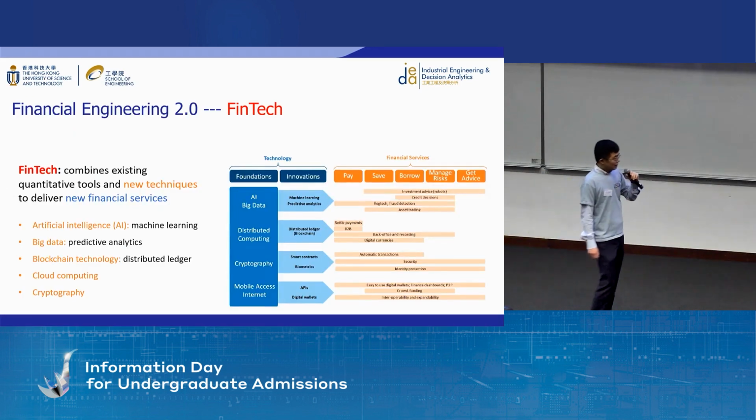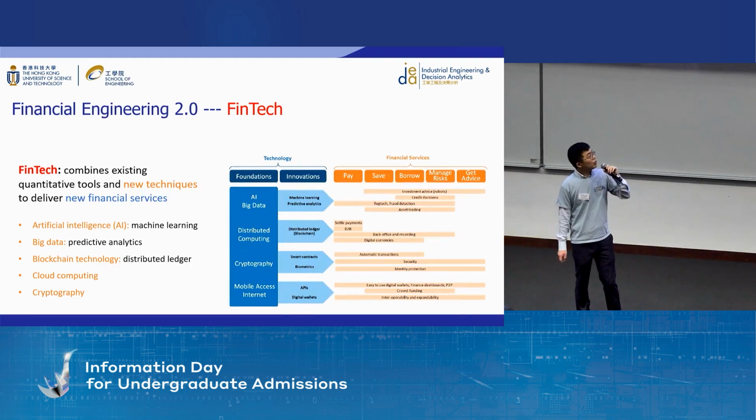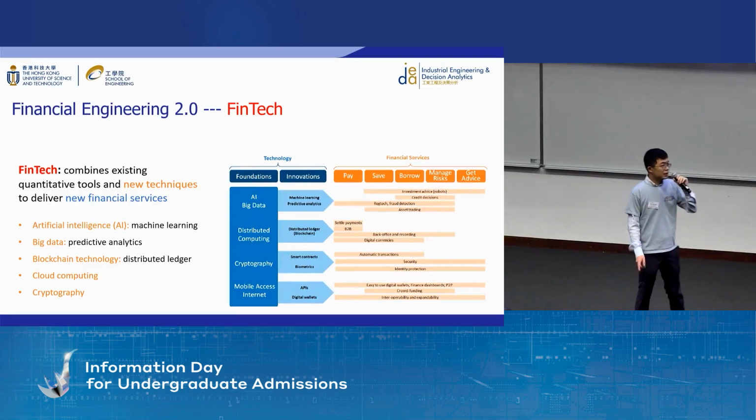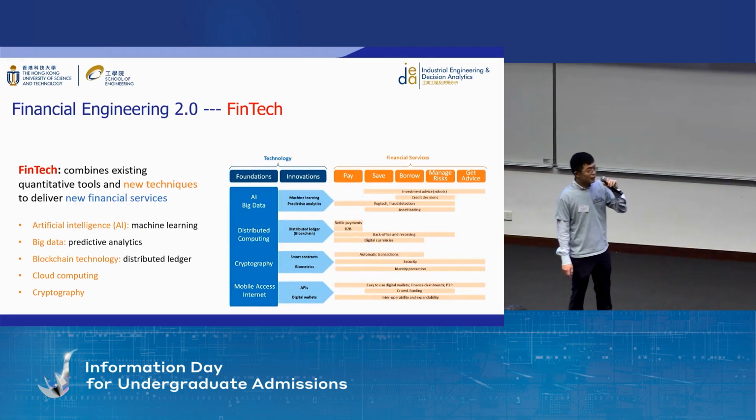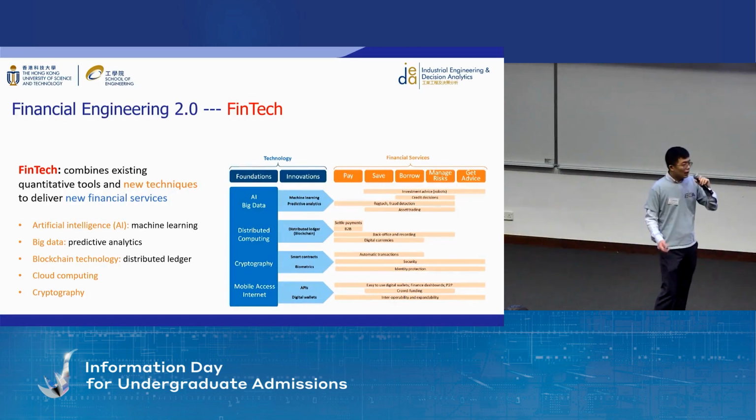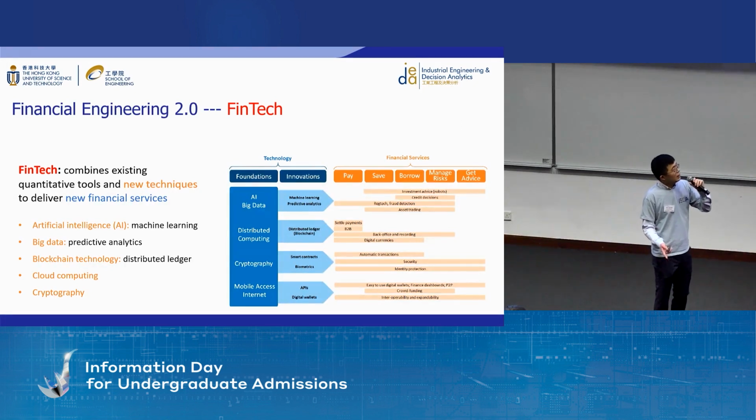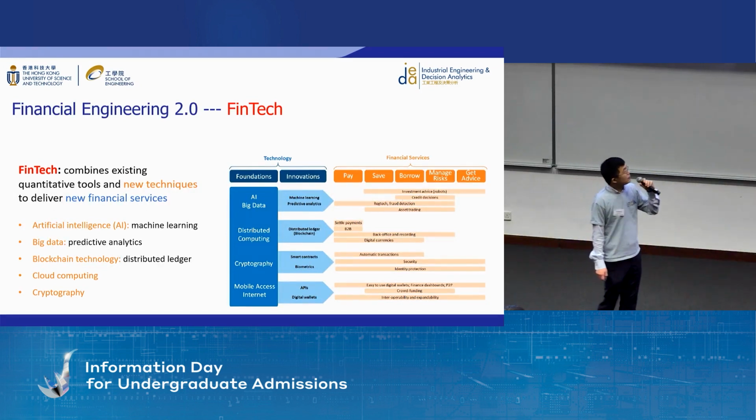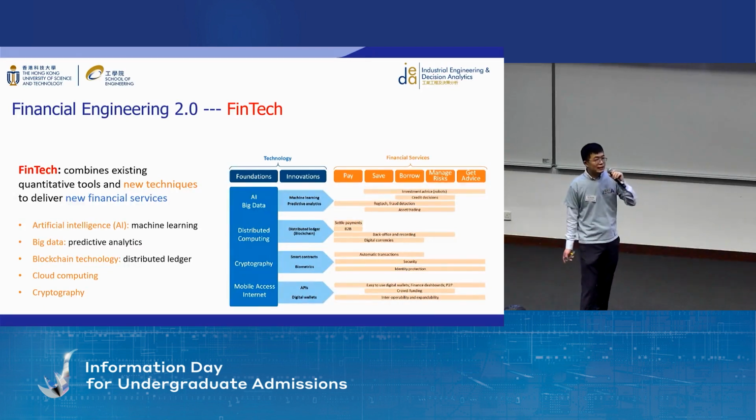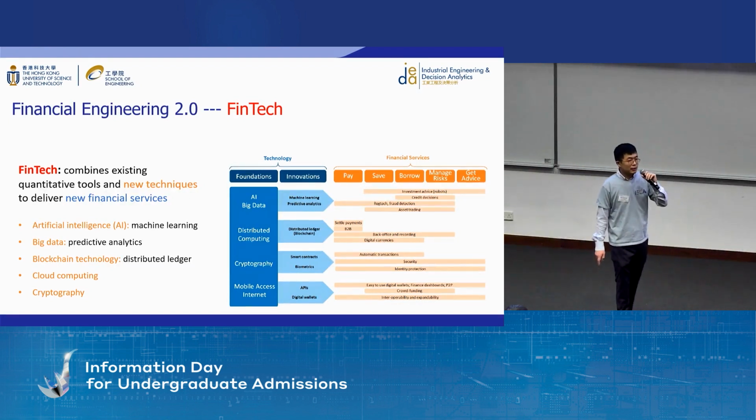Fintech is an acronym of financial technology. So Fintech, the whole subject, will combine existing quantitative tools, such as those that we have just seen as examples, with the brand new technologies that are being developed now or in the future. That will provide you a combination of the two, which will give you a brand new set of financial instruments or services. These new techniques that are being developed right now include artificial intelligence, big data, blockchain technology, cloud computing, and also cryptography.